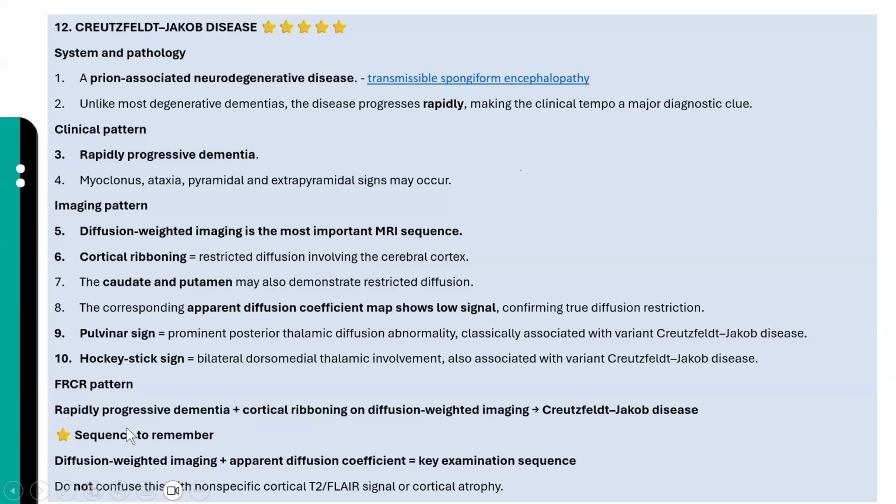So what will be there in the stem? Rapidly progressive dementia, cortical ribbing on diffusion weighted imaging. That is your clue to Creutzfeldt-Jakob disease or prion disease. Sequence to remember: diffusion weighted and ADC. Do not confuse this with non-specific cortical FLAIR signal intensity or cortical wave.